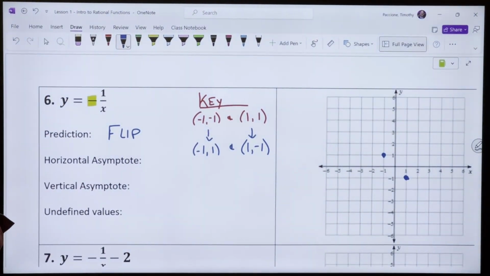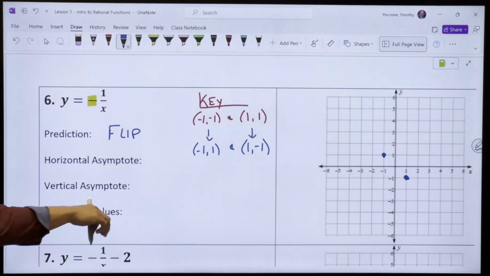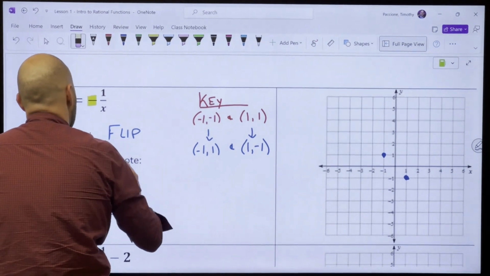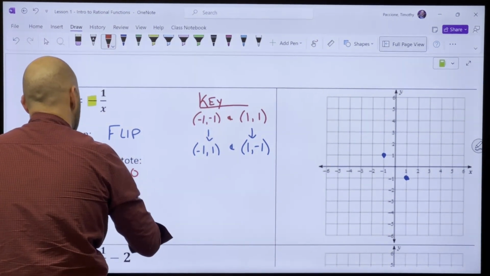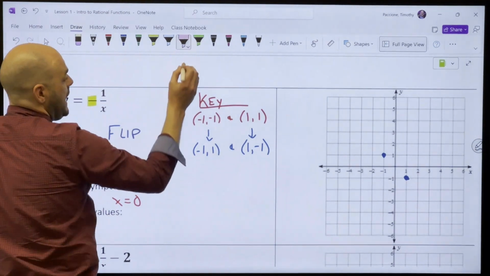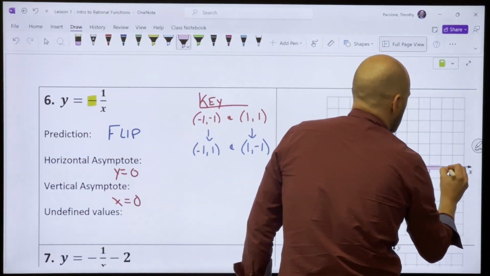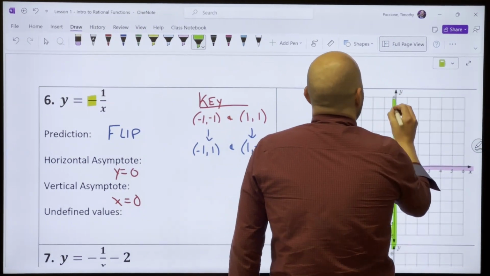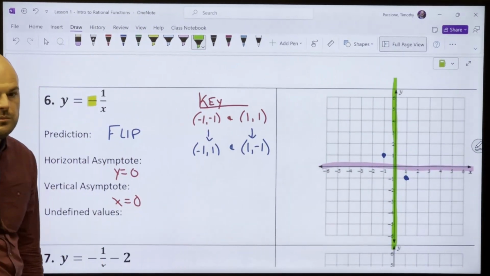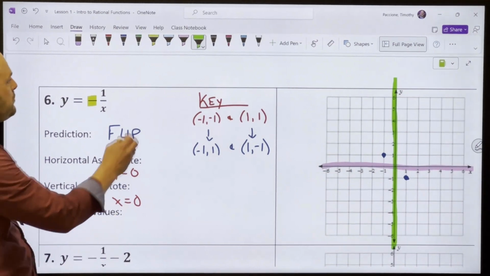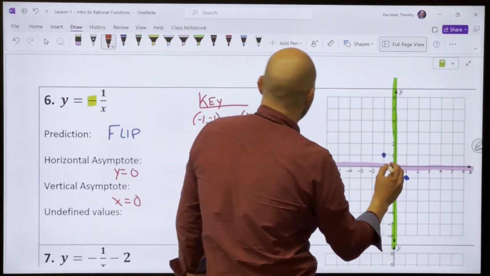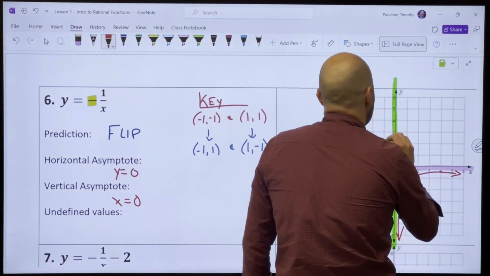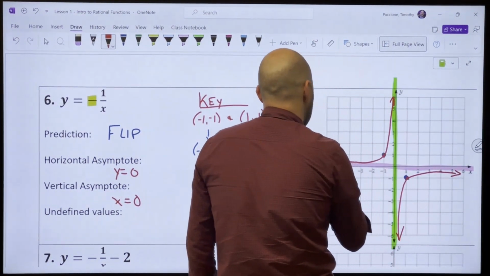Now, is there any movement right, left, whatever? Nope. So this is going to be just like our parent function. This will be y equals 0. This will be x equals 0. So I can just add those. And where do you think the rest of the points will be? Going in the opposite direction. Yeah, everything will be flipped, right? So this will end up being here, and this will end up being here. This will end up being here. This will end up being here.